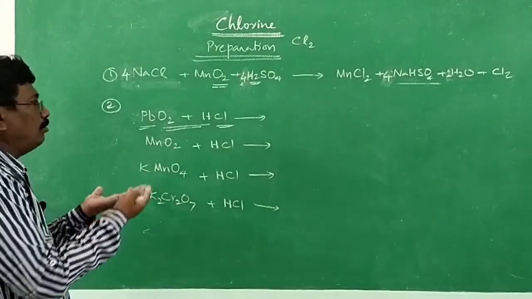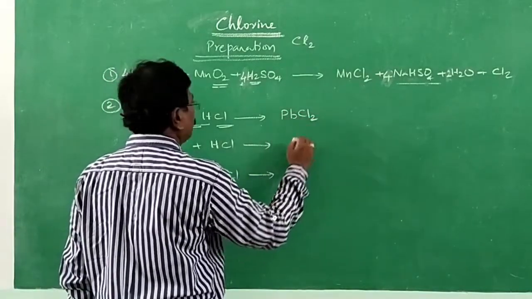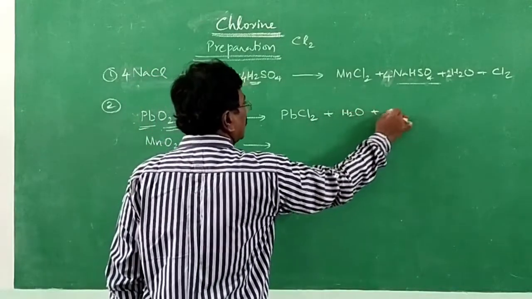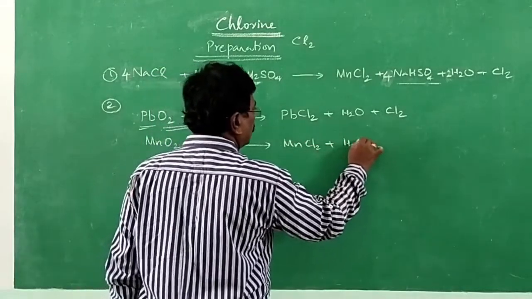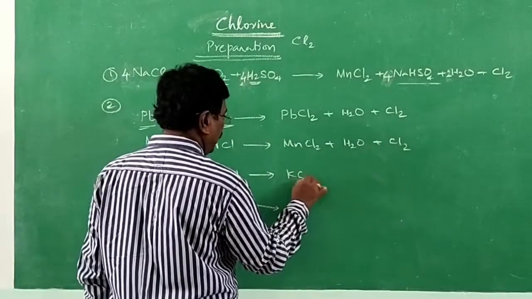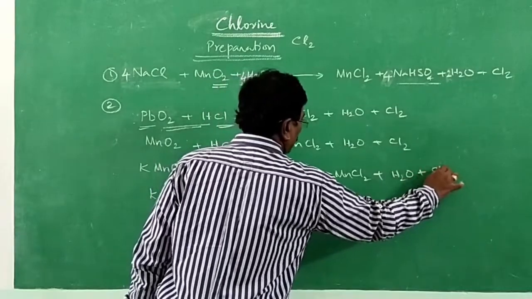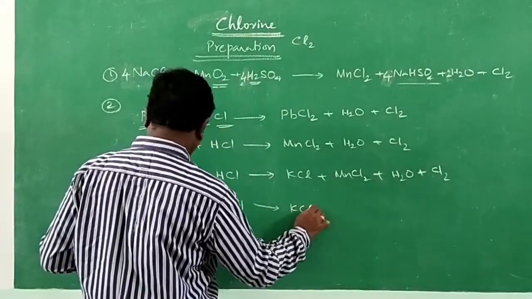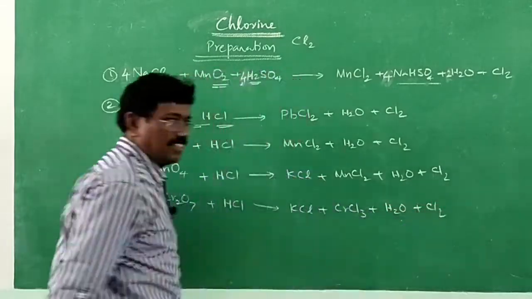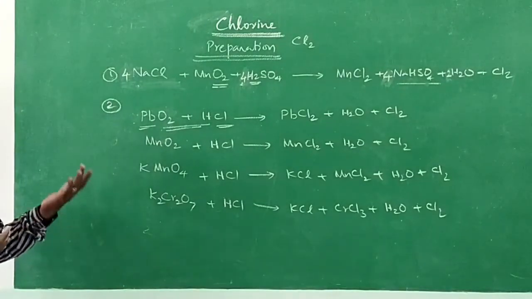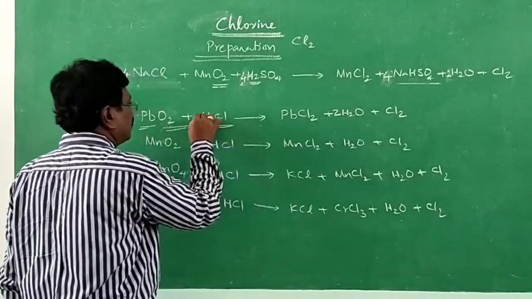So, you try to complete the equation. PbCl2, whether you started to write PbCl2, H2O, Cl2. MnCl2, H2O, Cl2. KCl, MnCl2, H2O, Cl2. KCl, CrCl3, H2O, Cl2. That's all. You might have written yourself. Now we can balance. How to balance? 2 oxygen, therefore 2. 4 hydrogen, therefore 4. Balanced equation.